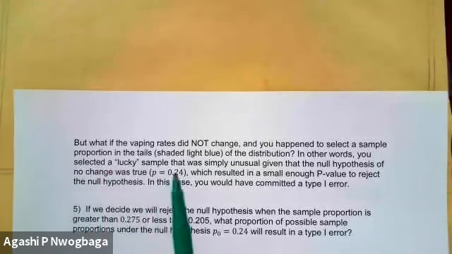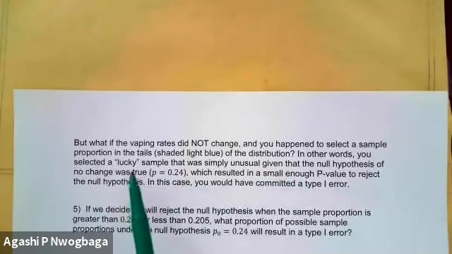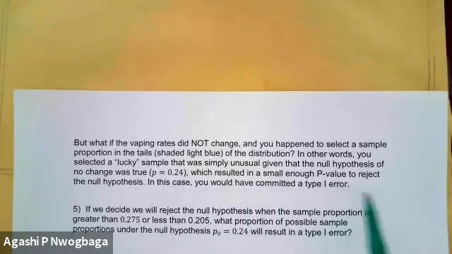But what if the vaping rates did not change and you happen to select a sample proportion in the shaded light blue part of the distribution? In other words, you selected a lucky sample that was simply unusual, given that the null hypothesis of no change was true. P is indeed equal to 0.24, which resulted in a small enough p-value to reject the null hypothesis. In this case, you would have committed a type 1 error.